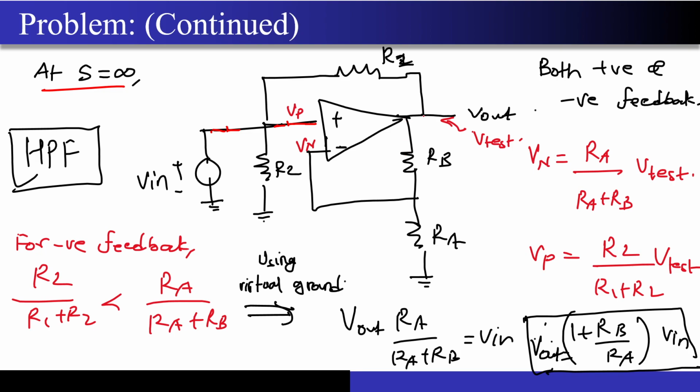So now we have to apply a test voltage and try to see what is the feedback that is coming onto the Vp and the Vn. So now how much portion of this Vtest will be coming back to this node Vp? So it will be nothing but the resistive division between this R2 and R1, right? So this is what I have drawn over here. So the portion that will be coming back to the Vp will be nothing but R2 upon R1 plus R2. Similarly, the portion of the Vtest that will be coming back to this negative node will be nothing but Ra upon Ra plus Rb, right?